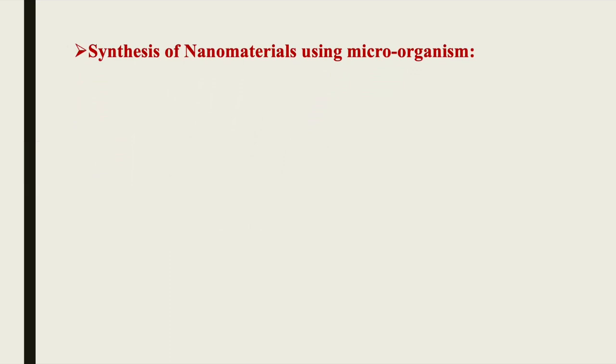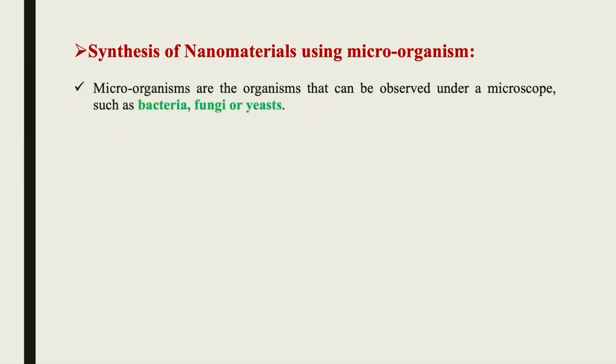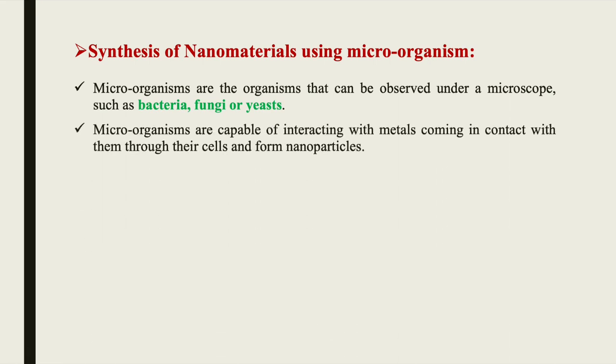So how to synthesize using microorganism? Microorganisms, as we all know, are the organisms that can be observed under a microscope. Micro means the size of the organism is in micro scale, that is 10 to the power minus 6 meter. Which are the microorganisms? These three are the microorganisms: bacteria, fungi, or yeast. These three types of microorganism we are going to see now.